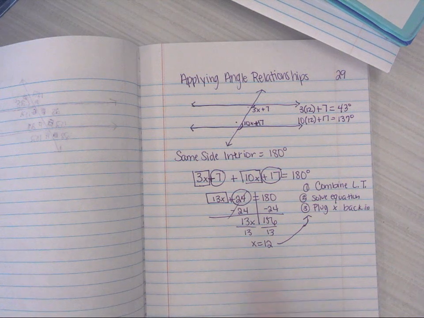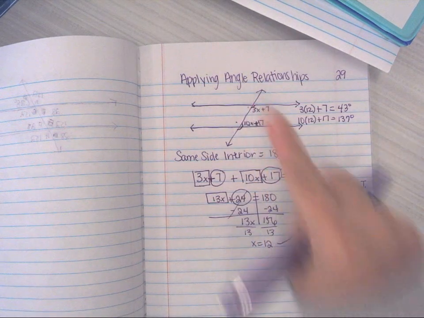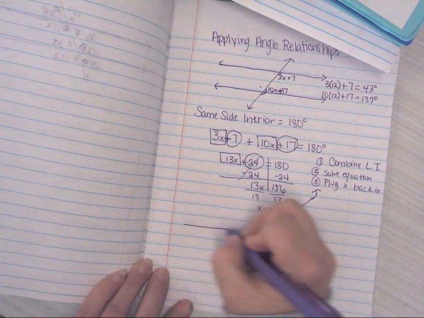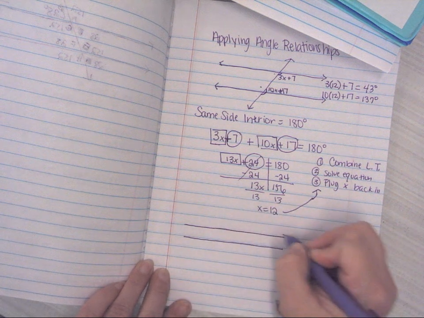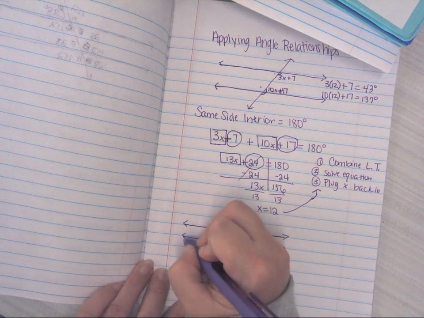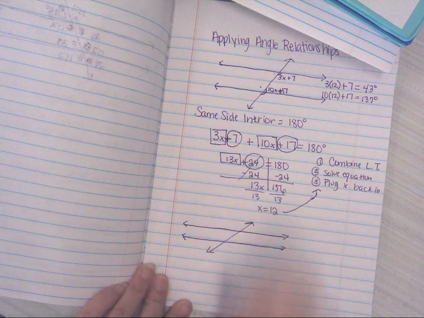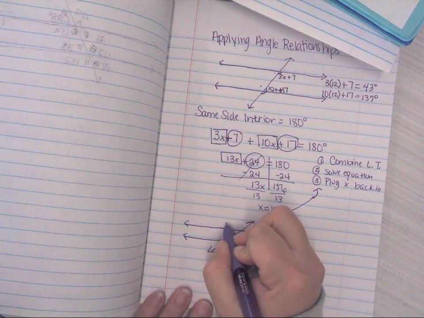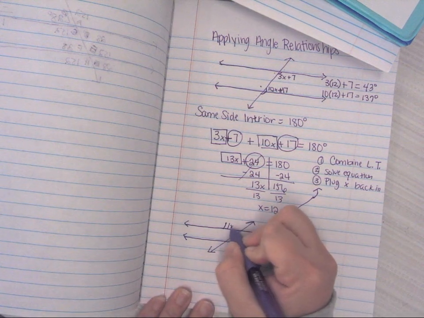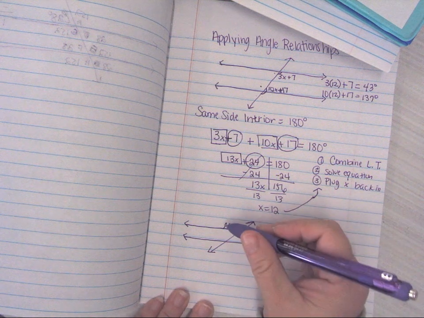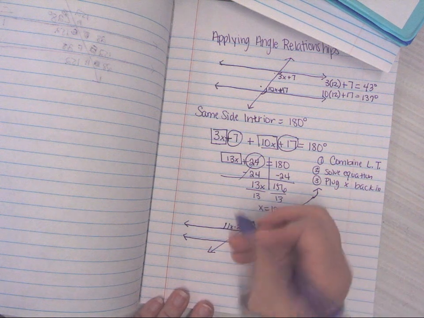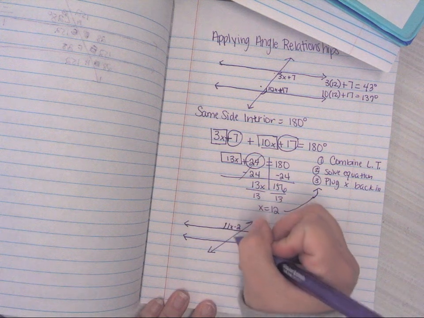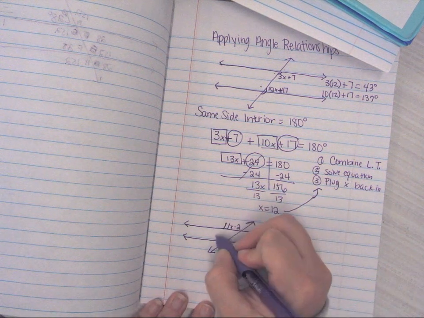Okay. So when you are dealing with parallel lines cut by a transversal, they're always going to equal 180 or they're going to be equal to each other. So let's see which ones we know are equal to each other. So if I have parallel lines cut by a transversal, and we're going to do corresponding angles.